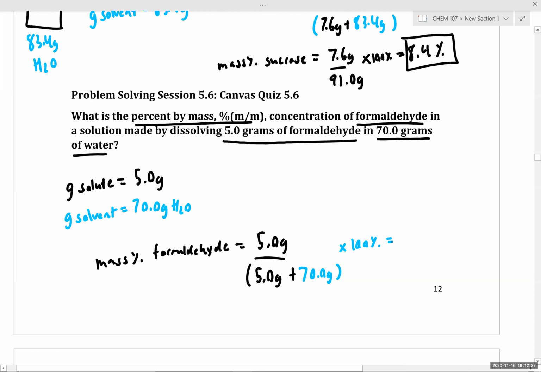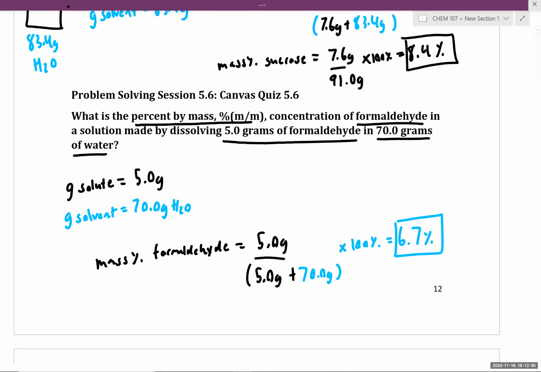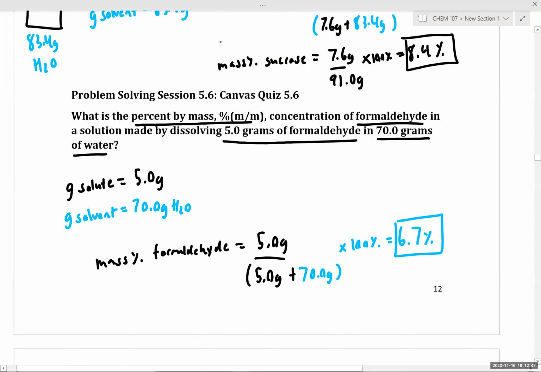So punching this into our calculator, that in turn gives us 6.7% following sig fig rules. And this is the mass percentage of formaldehyde in this solution. You have to be specific what your mass percentage is referring to. In this case, we're looking at the mass percentage of our solute, which is formaldehyde.